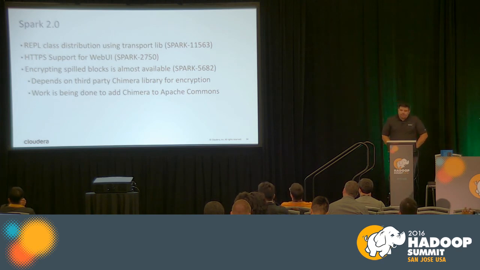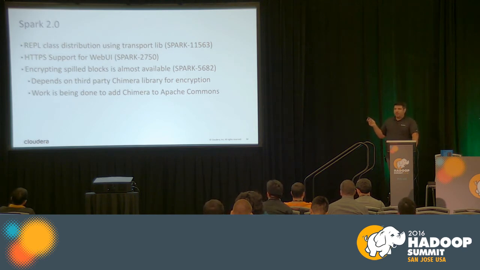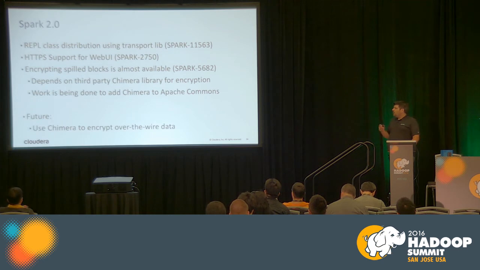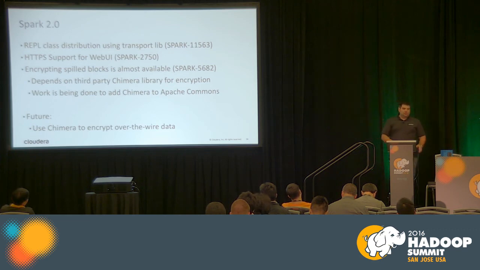And spilling to disk is almost there. It's not going to make 2.0, and this is because we're depending on a third-party library called Chimera, which was built by Intel. And the Intel team is moving Chimera to Apache Commons. It's going to be Apache Commons Encrypt, I believe. And that has AES encryption. It's similar code to what was in HDFS. With that, we'll be able to encrypt all the spill data on disk, and also use that same library to do over-the-wire encryption. Instead of using the triple DES encryption, we can use Chimera to give us AES.